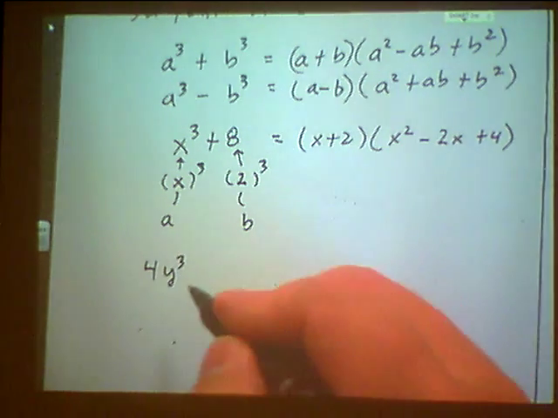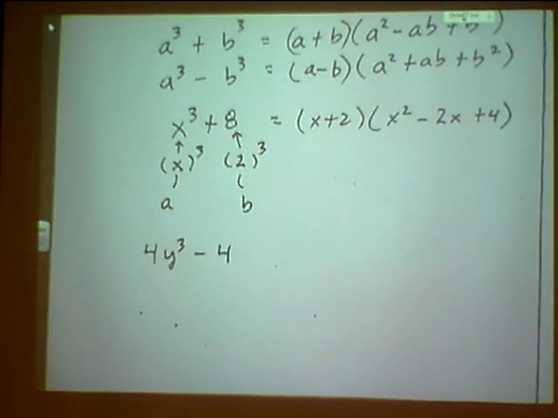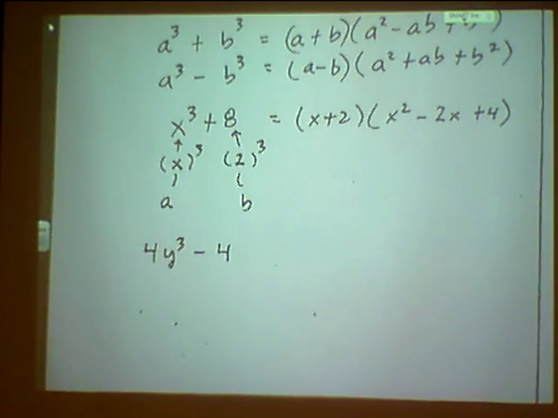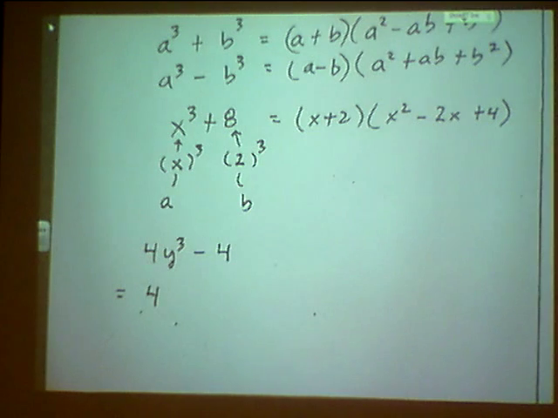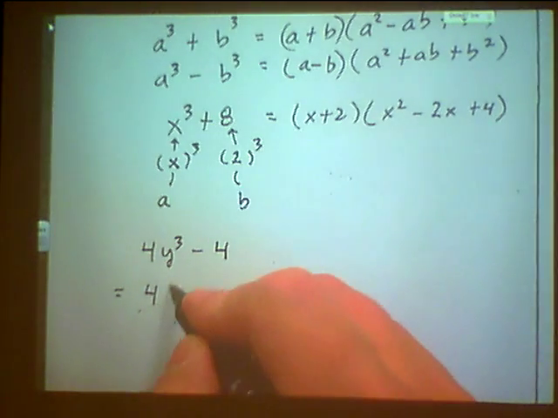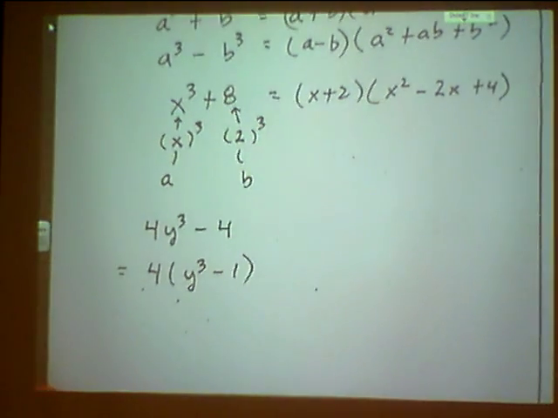4y cubed minus 4. We're asked to factor this completely. And here we go again. If you forget to check for GCF, then you will think this is prime, because if you tried to do the difference of cubes on this, it would not work. But once you see that there is a GCF, you can factor out the 4, which is a GCF, and then you have y cubed minus 1.